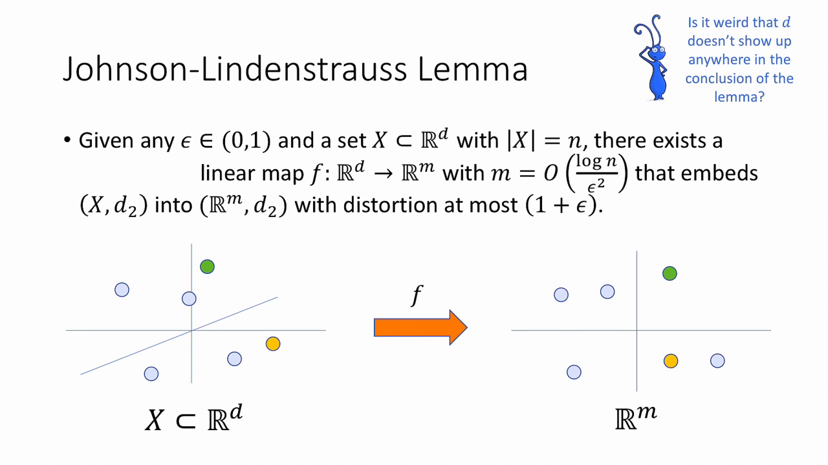Recall that this means that if we have 2 points in X, say x and y, and the distance between them, the L2 distance, is delta, then in the image we have f(x) and f(y), and the distance between them is going to be delta times 1 plus or minus epsilon, up to some appropriate scaling. This is pretty cool, because it means that if we have n points in some arbitrarily big dimension d, we can embed those points in a reasonably low dimensional space without distorting the geometry too much.